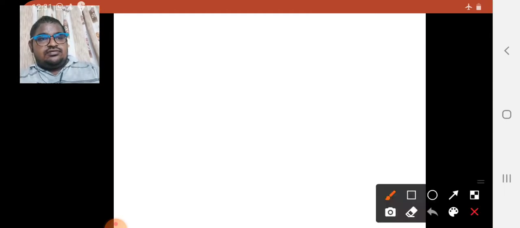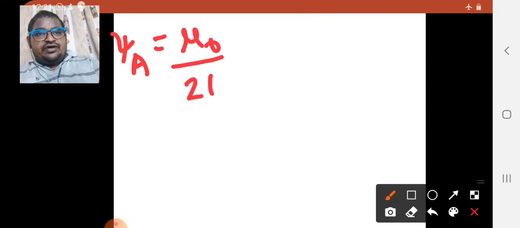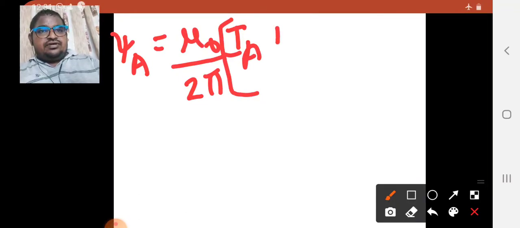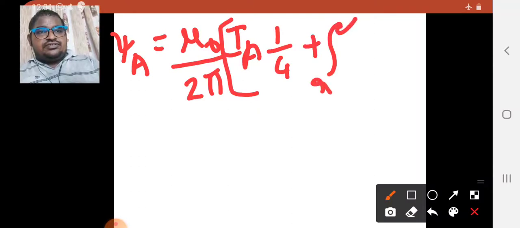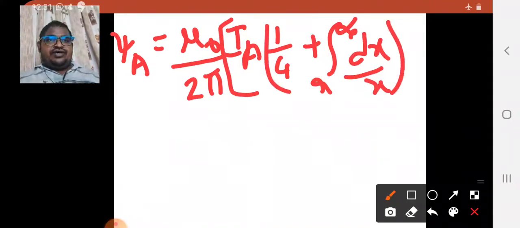That is, if you common mu naught by 2 pi first, psi A is equal to mu naught by 2 pi. If you common this, then IA into 1 by 4 plus integral r to infinity dx by x. This is the coefficient of IA.